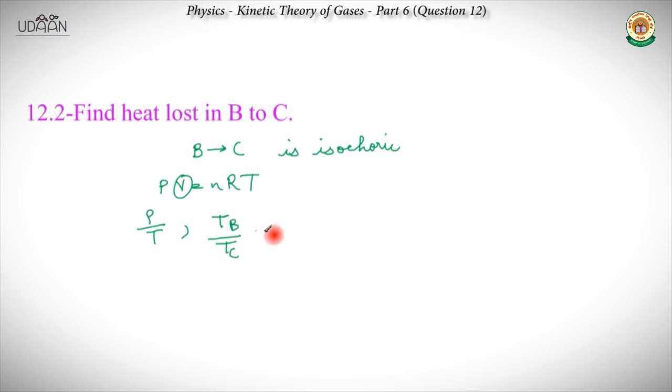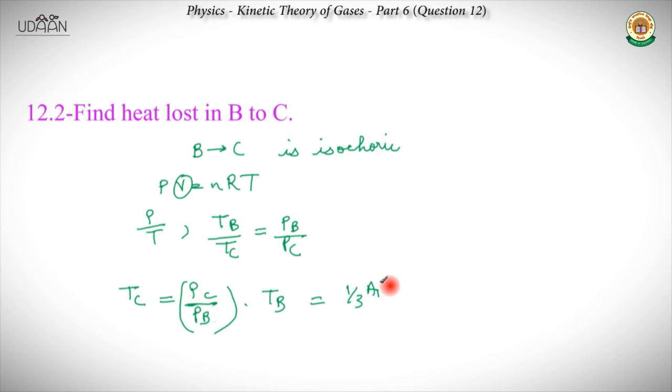TB by TC would equal PB by PC. So here we have TC equal to PC by PB whole into TB, this would be PB, whole into TB. This is 1 by 3 PA divided by 2 by 3 PA whole into 850. We would get it as 425.